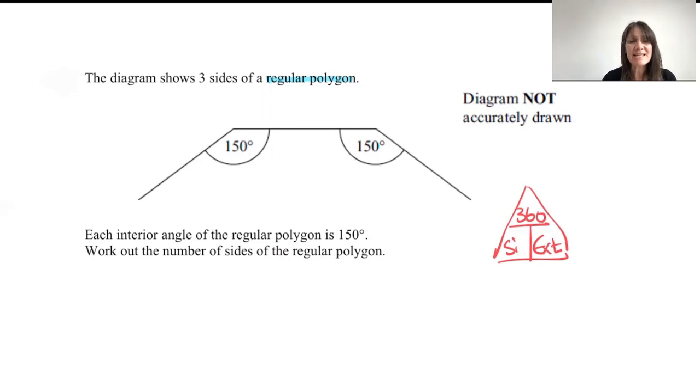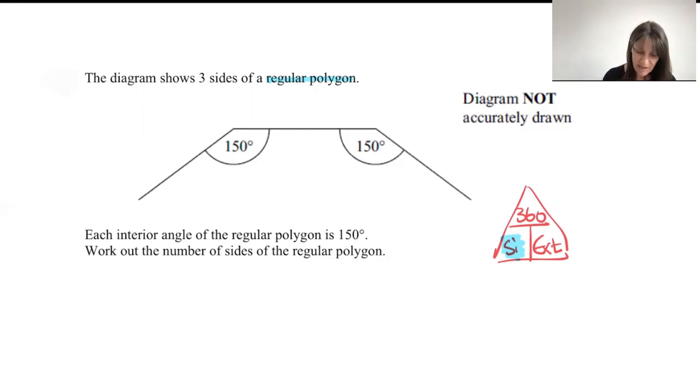It says each interior angle of the regular polygon is 150 degrees. Well, I can see that in the diagram. They've shown me that. And I've got to work out the sides. Well, that's handy because I've got a formula right here that shows me what I need to do to find the sides. I need to do 360 divided by the exterior angle. I do know the exterior angle. It's not there, but I do know it if I have this piece of knowledge.